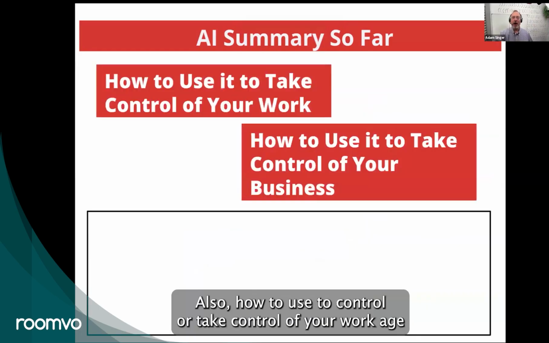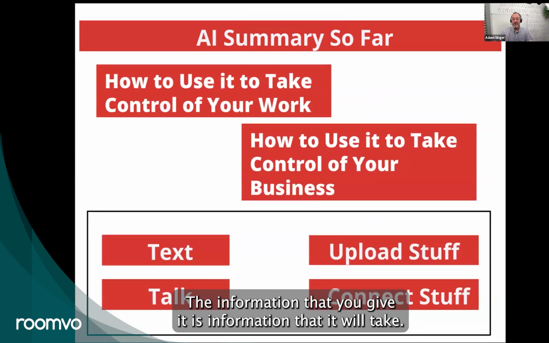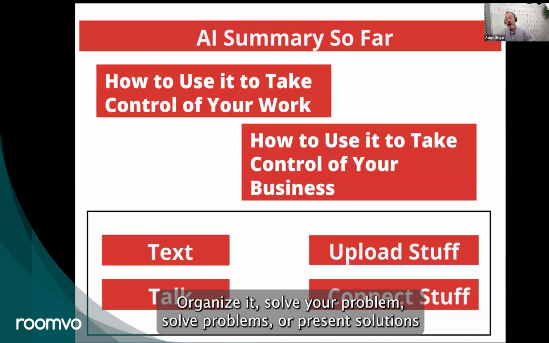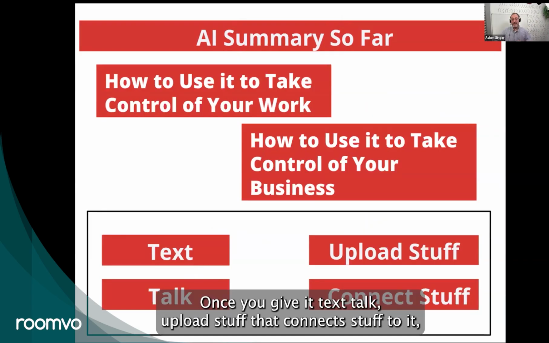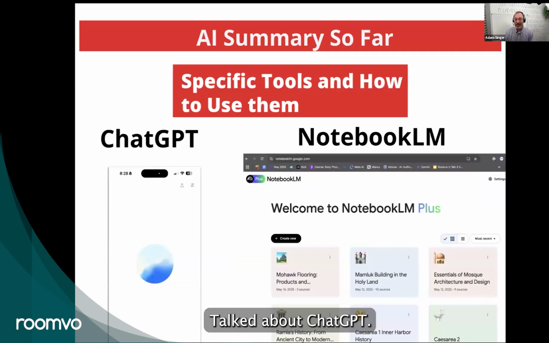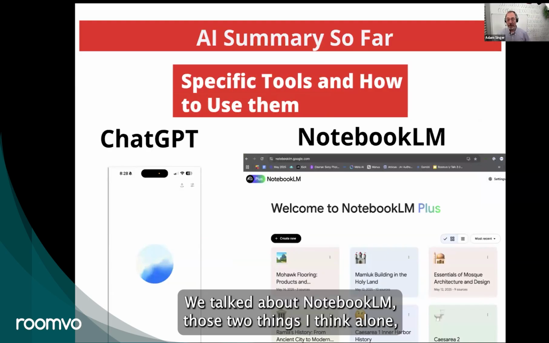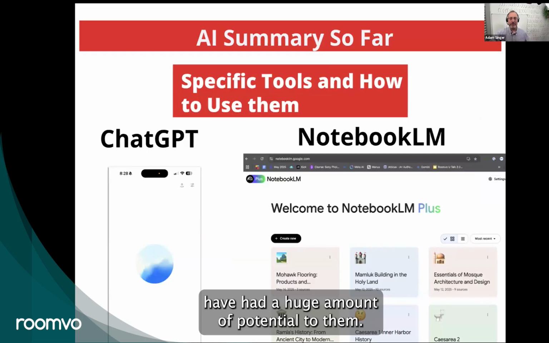Also, how to use it to take control of your work and your business. The information that you give it is the information that it will take, organize, and use to solve problems or present solutions to you, once you give it text, talk, upload stuff, and connect stuff to it. Then specific tools and how to use them. We talked about ChatGPT. We talked about Notebook LM. Those two things alone have a huge amount of potential.